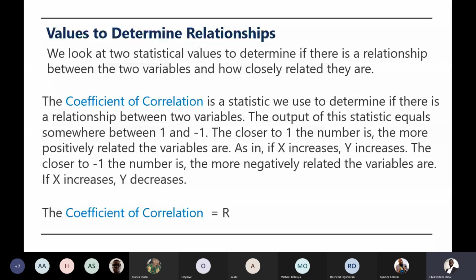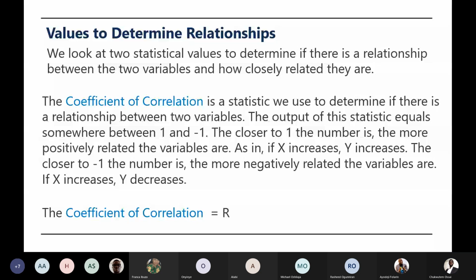And we can denote the coefficient of correlation as r. So by the time we'll be practicalizing the demo, you will see how we are going to determine our r.